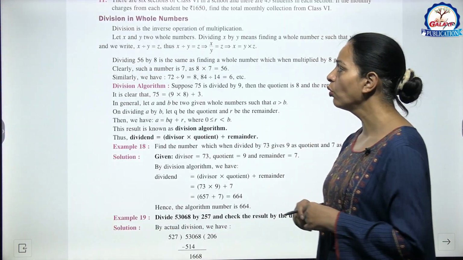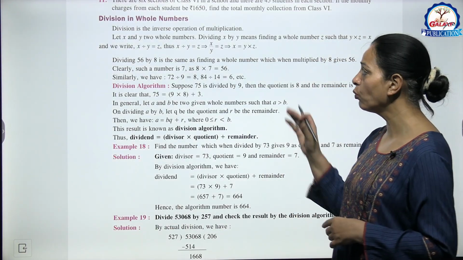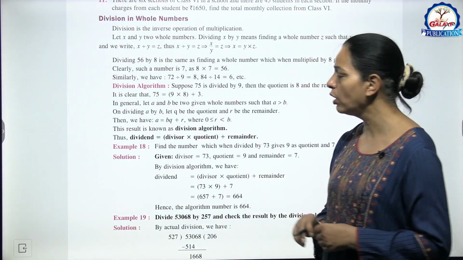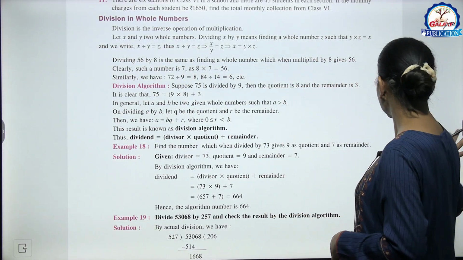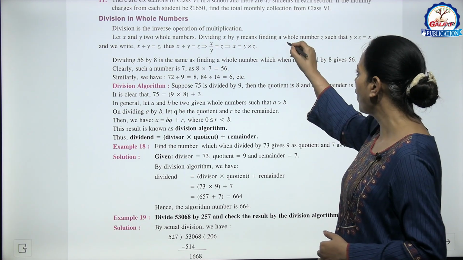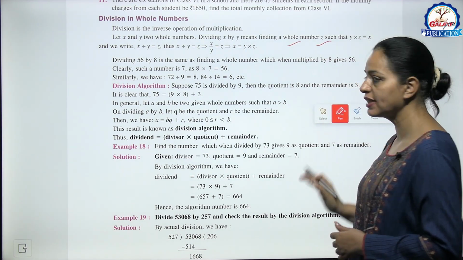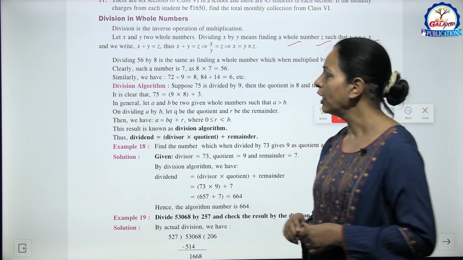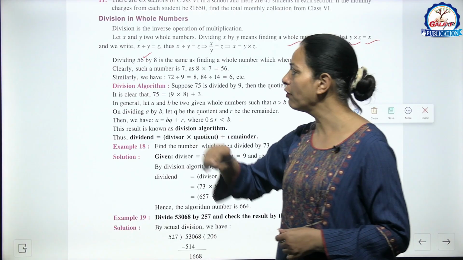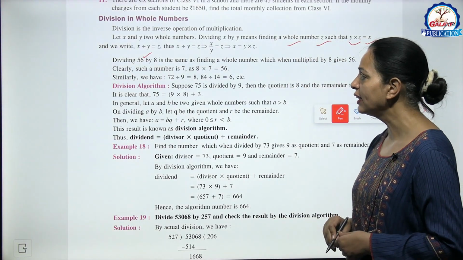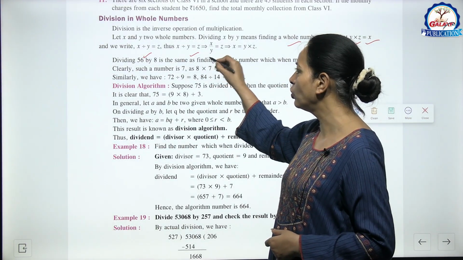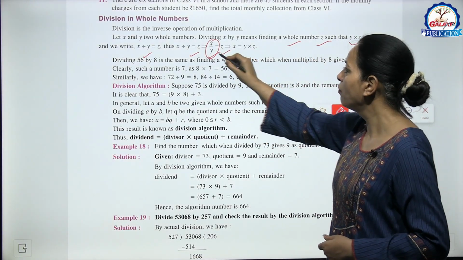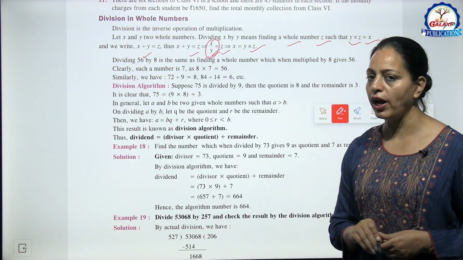Now division in whole numbers. Division is the inverse operation of multiplication. Let x and y be two whole numbers, then dividing x by y means finding a whole number z such that y into z equals x. If we write x divided by y equals z, it means x upon y equals z. So y into z equals x.